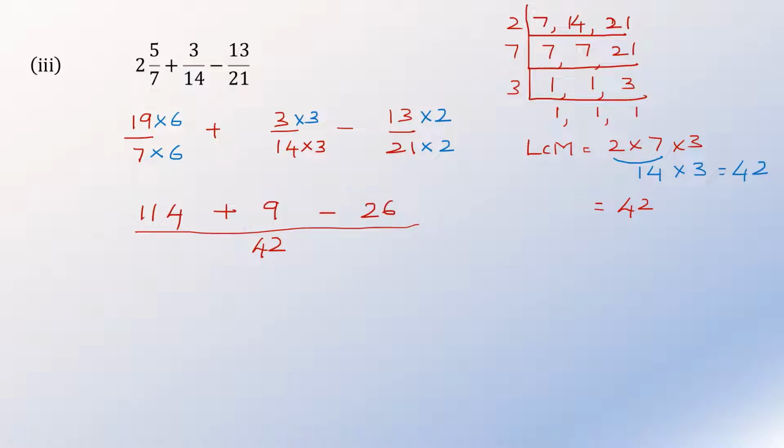Okay, let's follow the rules that we followed earlier when you have addition and subtraction together. This has a plus sign. Add the numbers which have the same sign. So let's add up these two numbers. So 114 plus 9. Okay, so 9 plus 4 is 13. Carry 1, 2, 123. Now minus 26 from it.